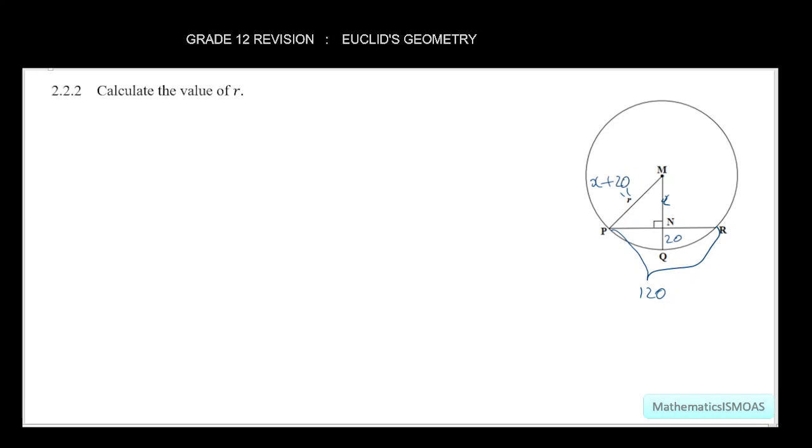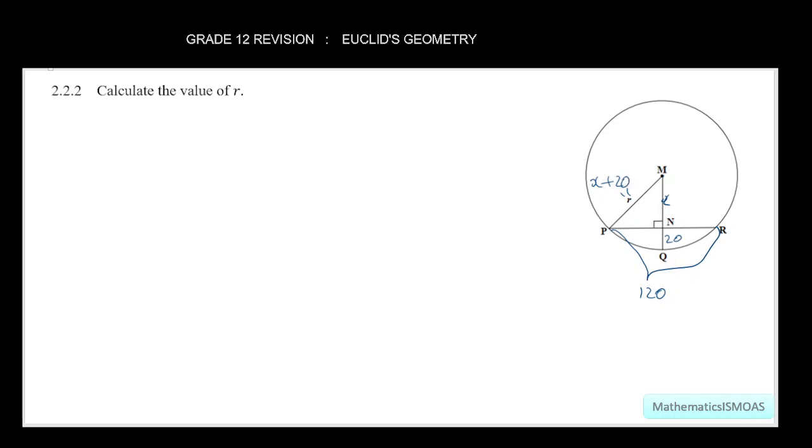Now 2.2.2, calculate the value of R. What is R? R is X plus 20. So if we are to calculate the value of R, it means we need to first find the value of X. If we can find the value of X, then that value plus 20 will give us the value of R.